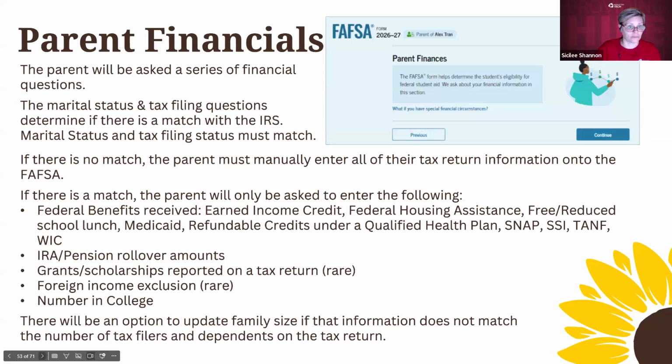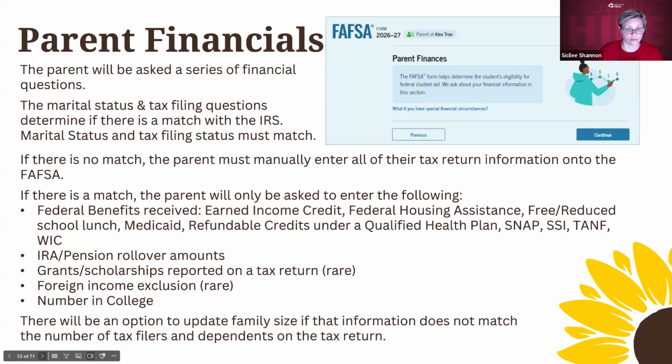Parent financials. The parent, like the student, is going to be asked a series of financial questions. The marital status and tax filing questions are going to help determine if there's a match with the IRS. The marital status and the tax filing status both must match in order for the parent to have a successful import from the FADDX. If there's not a match, the parent is then going to have to manually enter their tax information on the FAFSA itself.